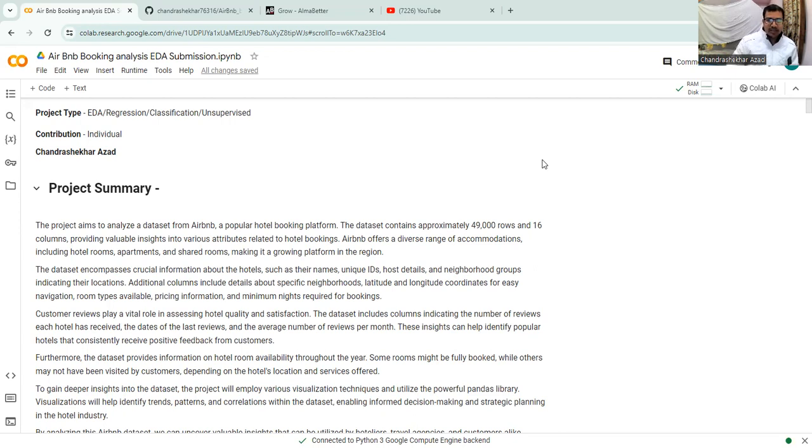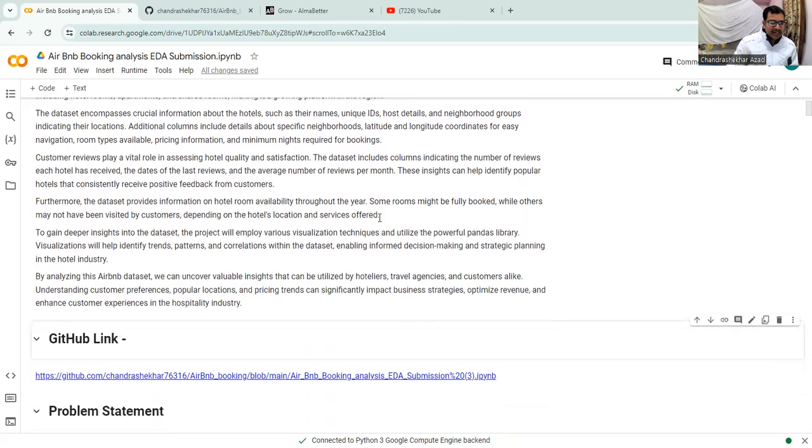Airbnb is a popular hotel booking platform. My project aims to analyze the dataset of Airbnb. This dataset contains approximately 49,000 rows and 16 columns. By analyzing this dataset, we can uncover valuable insights that can be utilized by hoteliers, travel agencies, and customers, like understanding customers' preferences, popular locations, and pricing trends, which can significantly improve business strategy, optimize revenue, and enhance customer experiences in the hospitality industry.